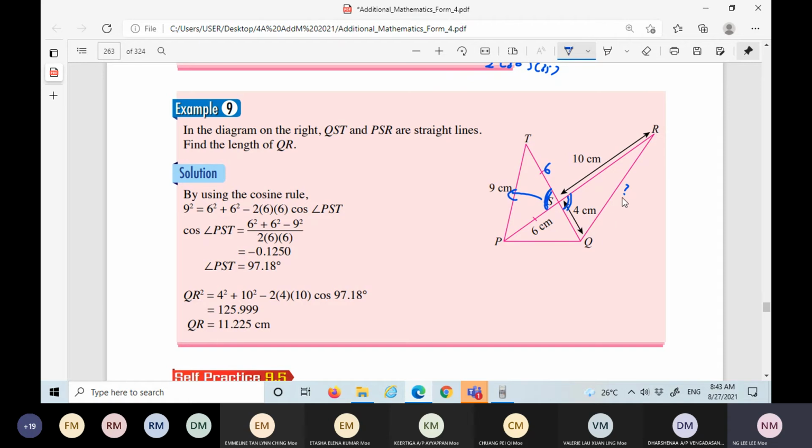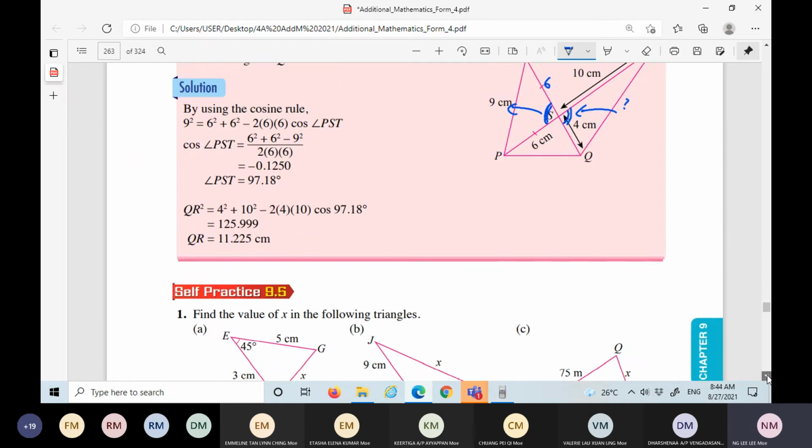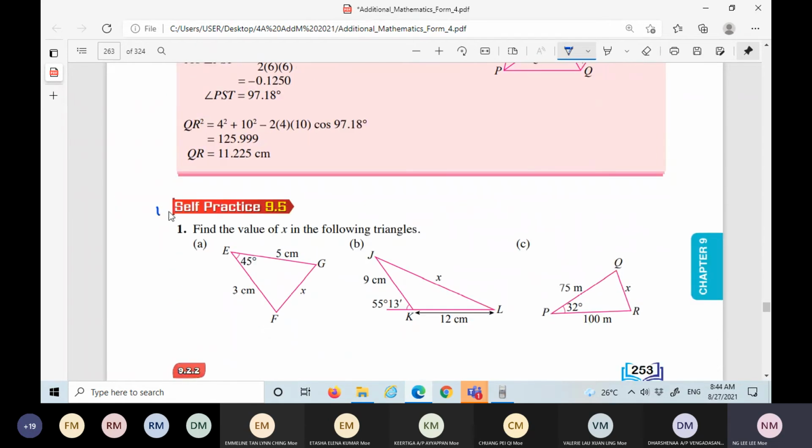This length that you want to find, you put as subject. Therefore, the opposite length will be the cos of 97.18, this angle. The other 2 lengths: 4 squared plus 10 squared minus 2 times 4 times 10. Then remember the last step, square root the 125.999 to get the final answer. So this is for example 9. This one will be your homework.